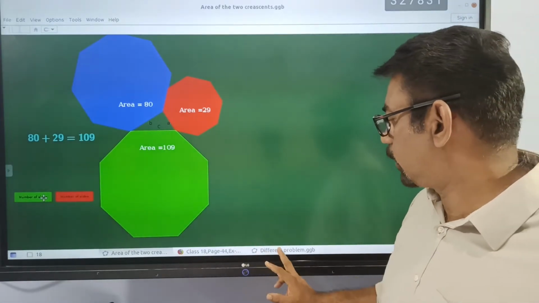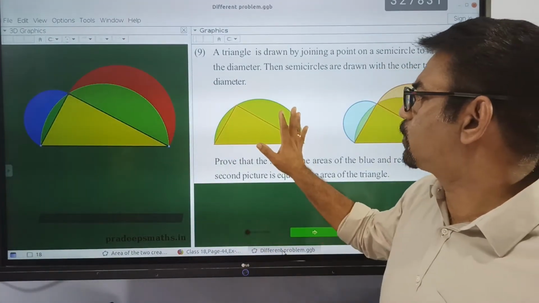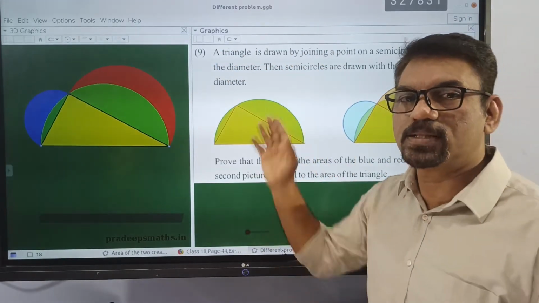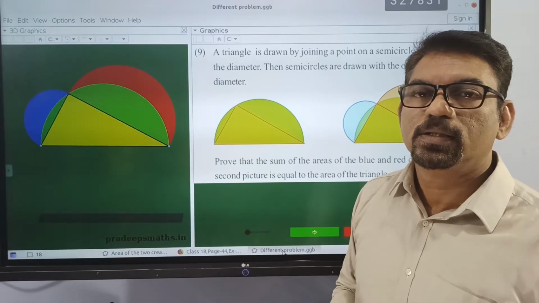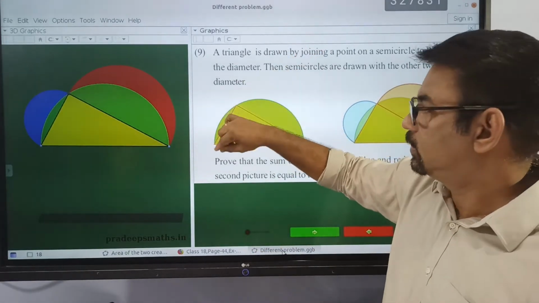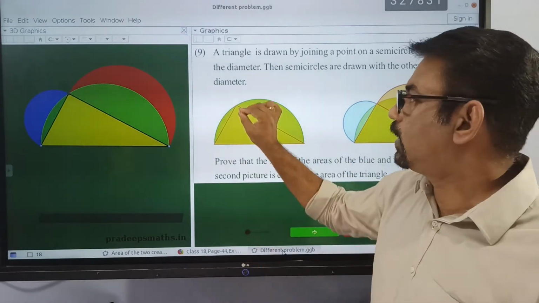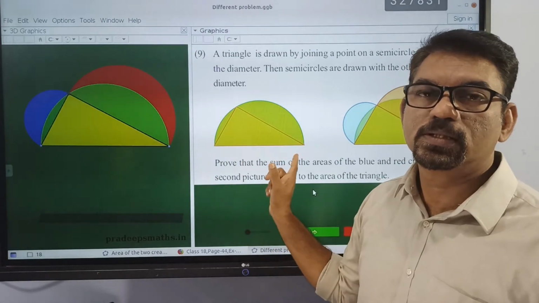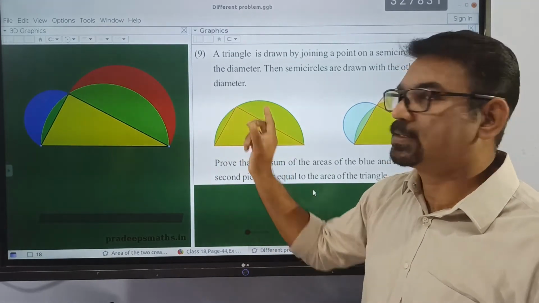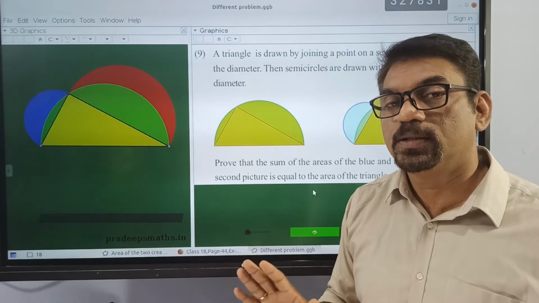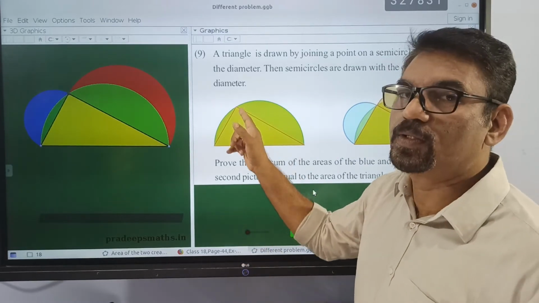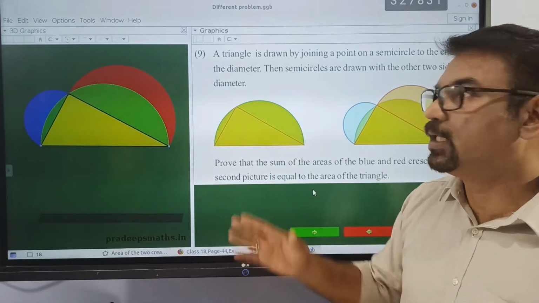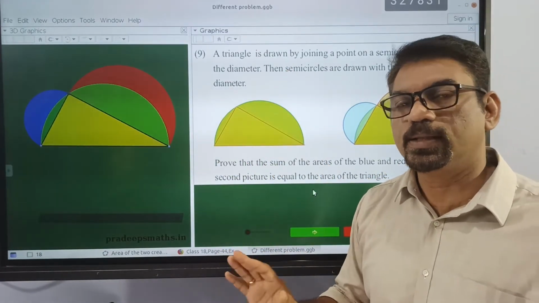Okay, so let's go back to our problem. In this problem you are given a triangle. Here is a right angle triangle, but it's not mentioned in the question. Why? Here the question says that you have to draw a semicircle, choose a point on the semicircle and connect that point with the ends of this diameter, and you will get a triangle. Obviously that will be a right angle triangle at this point, because we know that the angle in a semicircle is a right angle. It need not be mentioned in the question, it's understood.